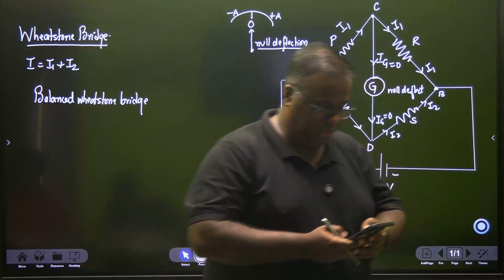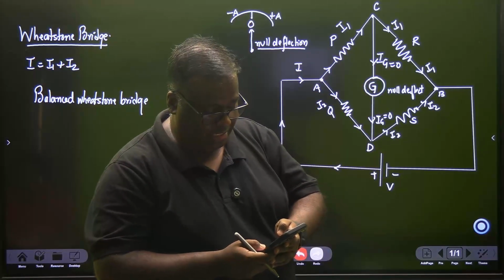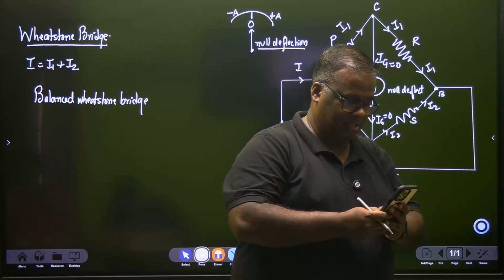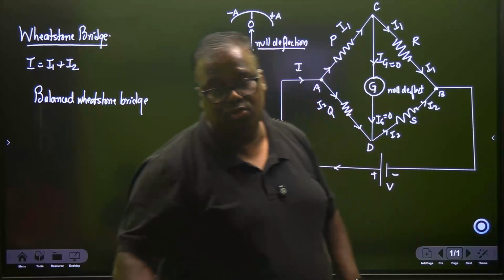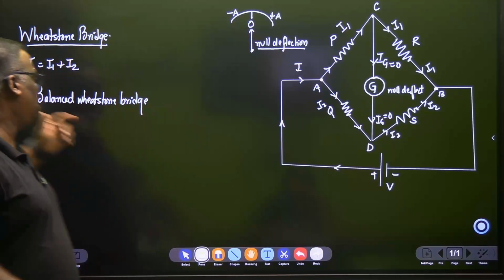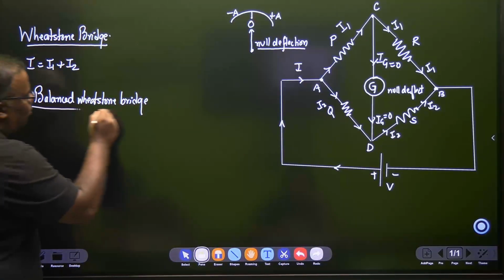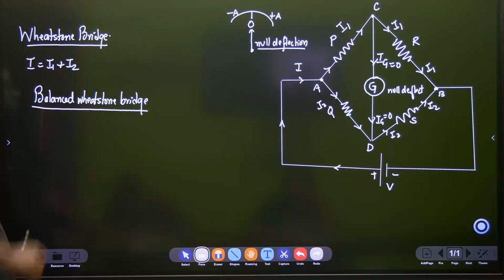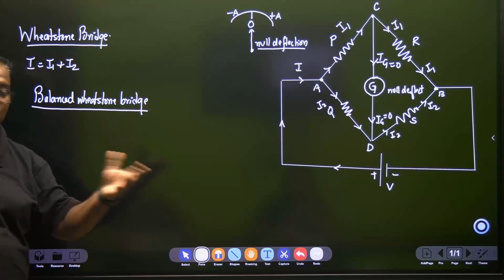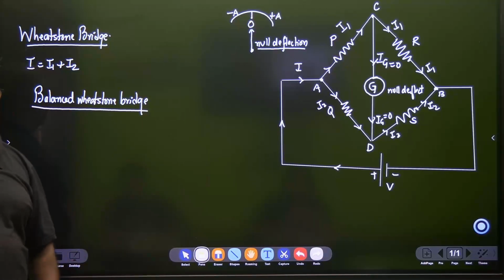When the galvanometer shows a 0 deflection, it actually means that no current flows through the galvanometer. Is this understood? Fine. So without this condition, you cannot arrive at the condition of a balanced Wheatstone bridge. What I'm going to derive now is, when a Wheatstone bridge is balanced, what is the condition that we have?